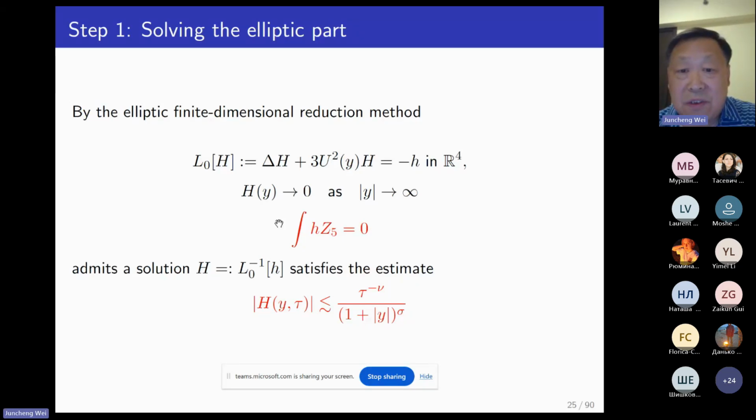You can find a solution, and this solution will have the same decay as H, except you lose 2 powers. Right? This is y to the 2 plus sigma, this is y to sigma. So first we use the elliptic theory to solve the elliptic problem. And this is okay. We have Fredholm theory. So as long as H is orthogonal to Z5, we have a solution. We have a decaying solution. So this part we use the elliptic theory.